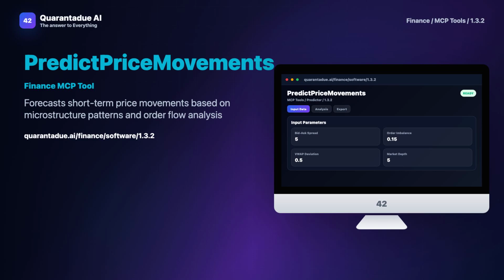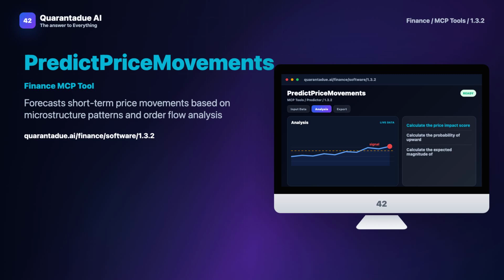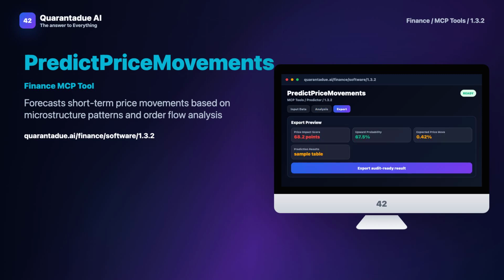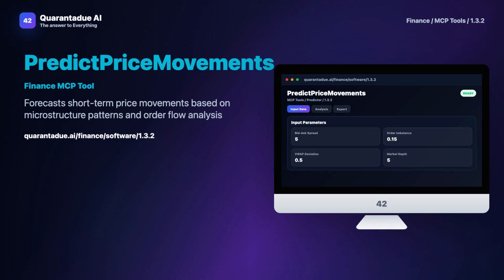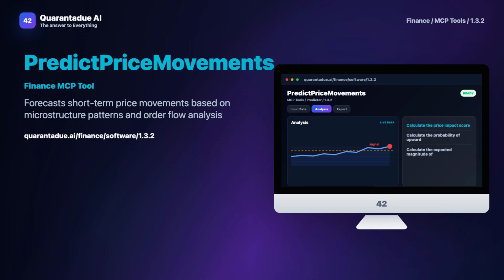Predict price movements is finance software for a specific operational decision, forecasting short-term price movements based on microstructure patterns and order flow analysis. This video explains what the tool does, why the workflow matters, and how the output becomes useful decision evidence.